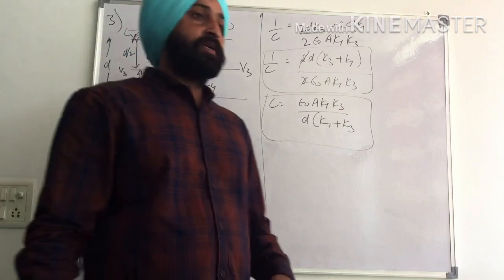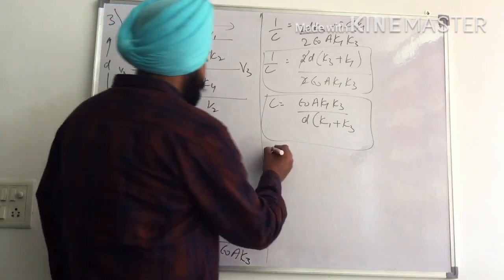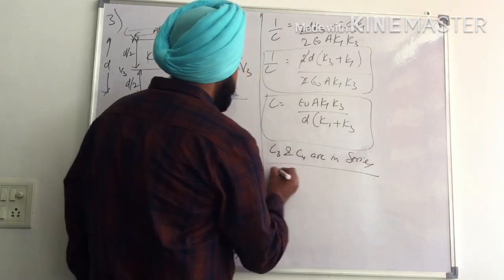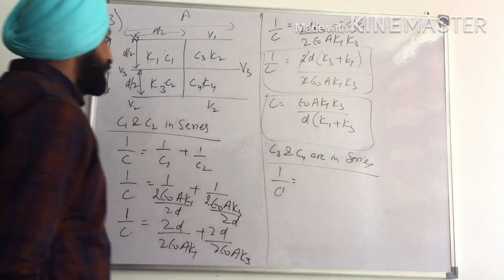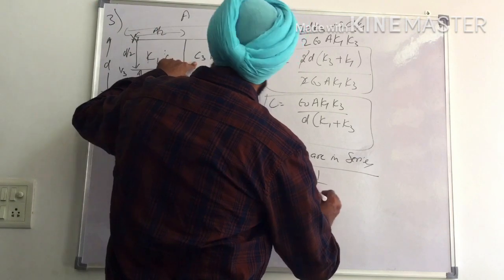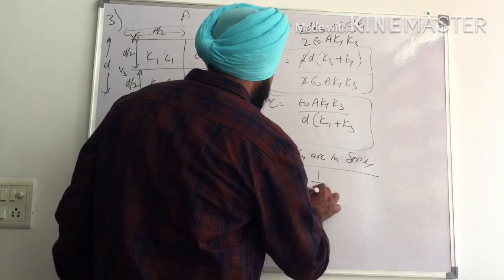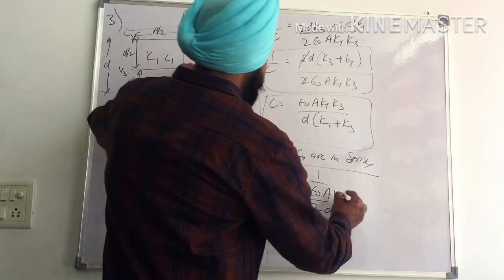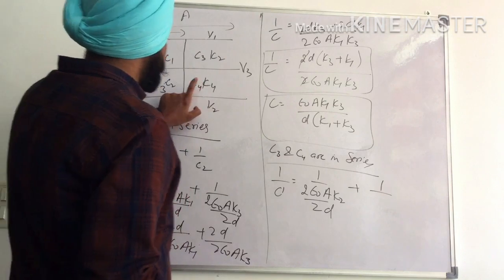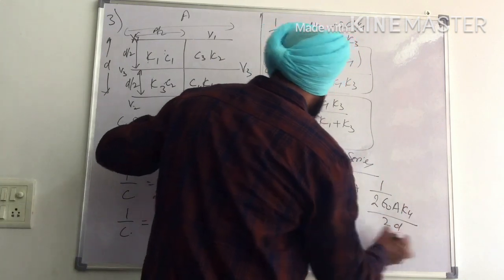Using the same method, now we will be calculating the net capacitance of C3 and C4 in series. Now C3 and C4 are in series. Let their net capacitance be C dash. So 1 by C dash will be equal to 1 by capacitance of this, which will be equal to epsilon naught, area of this is of course A by 2, D is D by 2, and its dielectric constant is K2, plus 1 by, similarly, capacitance of this will be equal to 2 epsilon naught A K4 divided by 2D.